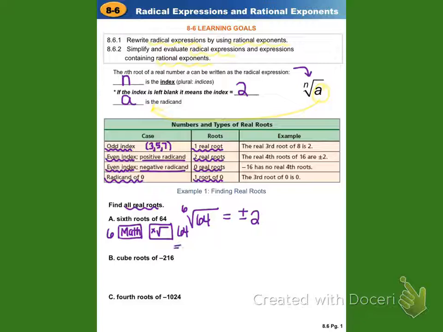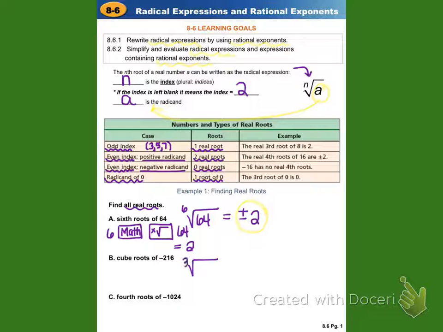Okay, now it's only going to tell you that it's positive 2, but you also have to know that it's negative 2 as well. So you have two roots. One comes from the calculator, and the other comes from common sense, knowing that negative 2 multiplied by itself 6 times will also give us positive 64. Okay, so what about the cube root?